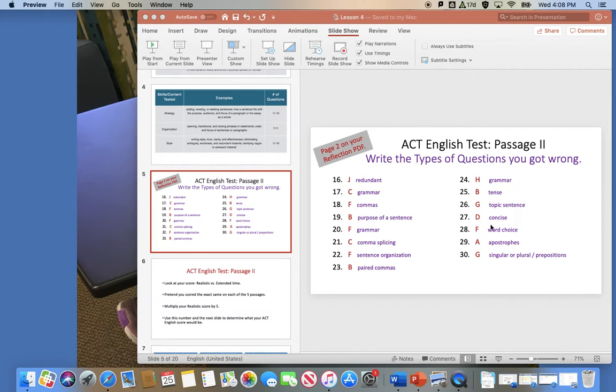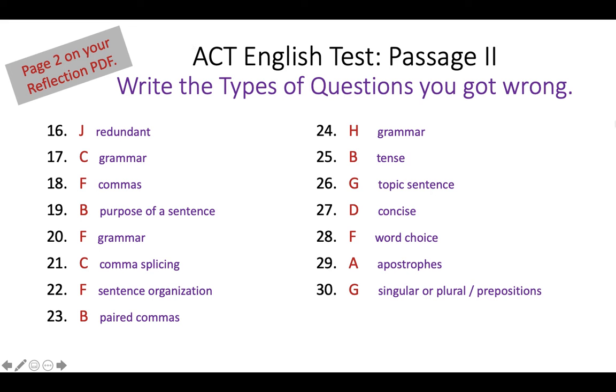And so jot down what types of questions you got wrong for passage 2, and we're tracking these. So pause this, do that real quick.